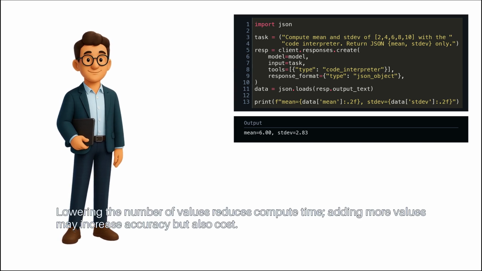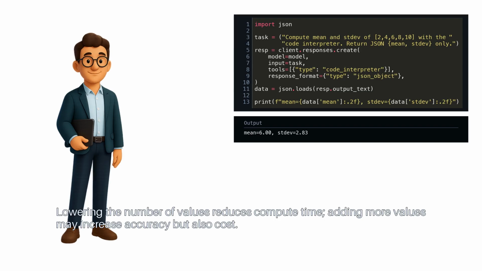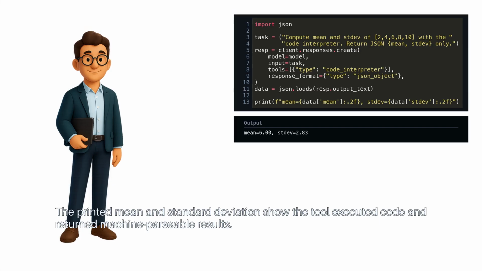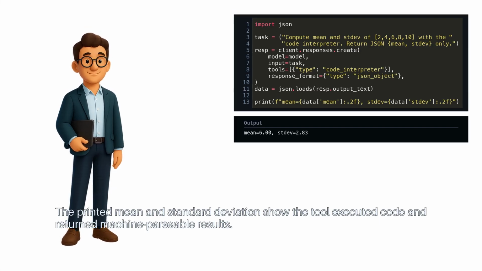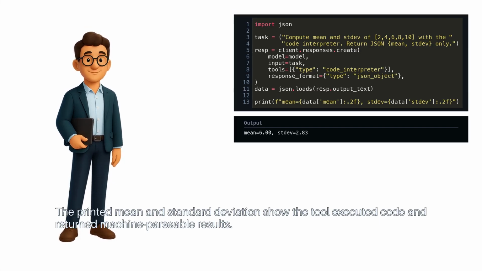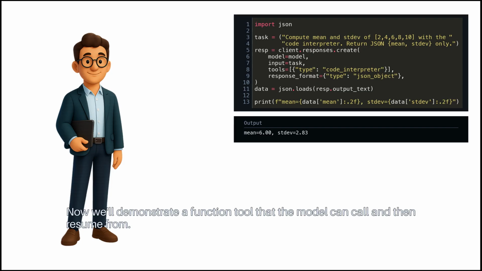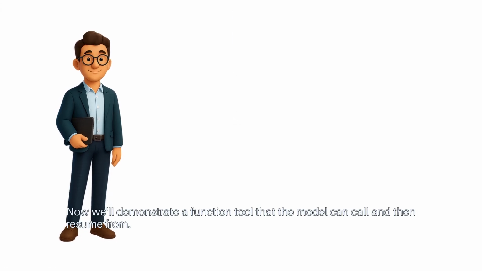Lowering the number of values reduces compute time. Adding more values may increase accuracy, but also cost. The printed mean and standard deviation show the tool executed code and returned machine-parsable results. Now we'll demonstrate a function tool that the model can call and then resume from.